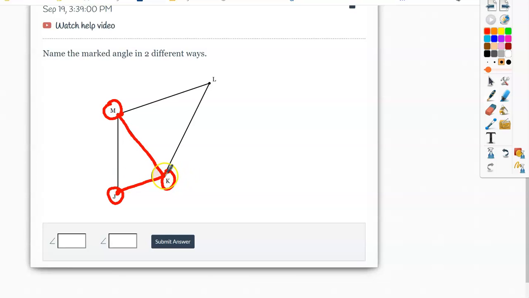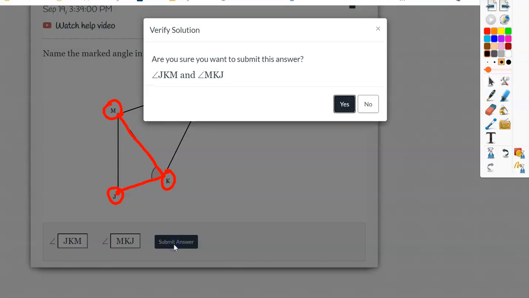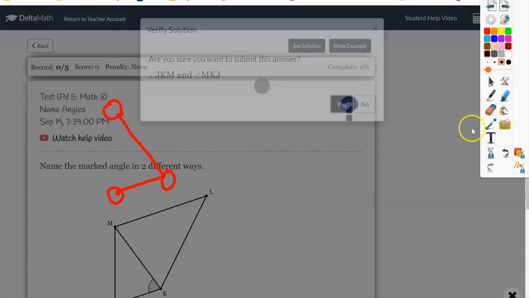Because K is the vertex, or the middle point, that letter must always be in the middle. So I can start with J, go to K and connect to M, or I can start with M, connect to K, and go back to J. All right, there we go. Clear my ink afterwards.